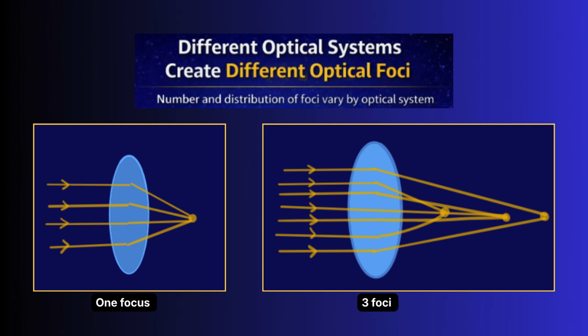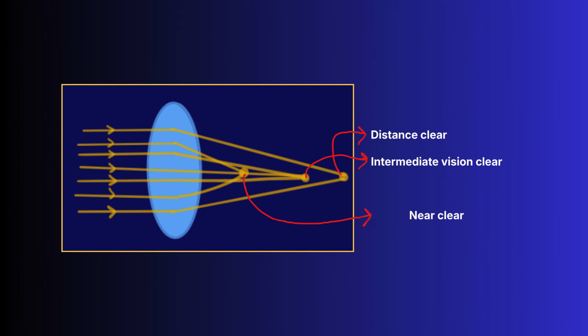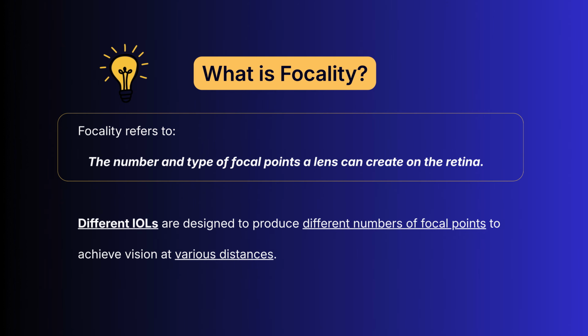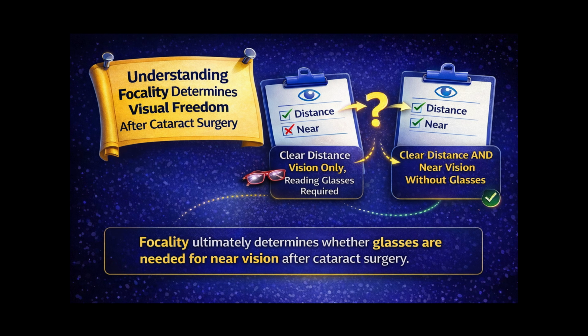Now, different optical systems can create different numbers of such focal points. Some lenses create only one focus, while others are designed to create multiple focal points, allowing a person to see clearly at different distances. The ability of a lens to create one or more focal points is what we refer to as the focality. So in simple terms, focality describes how many points of focus a lens can produce inside the eye. Understanding focality is important because it determines how a patient will see after cataract surgery, whether they will see clearly only at distance or at multiple distances.